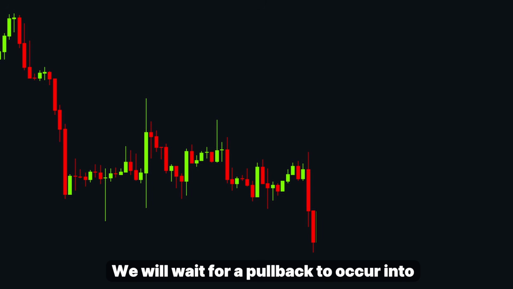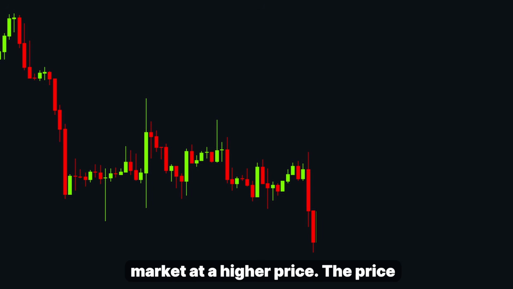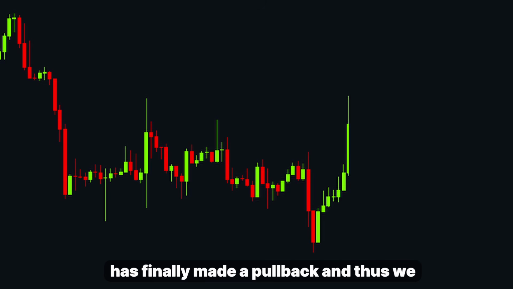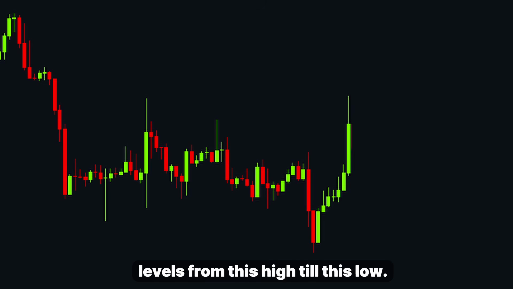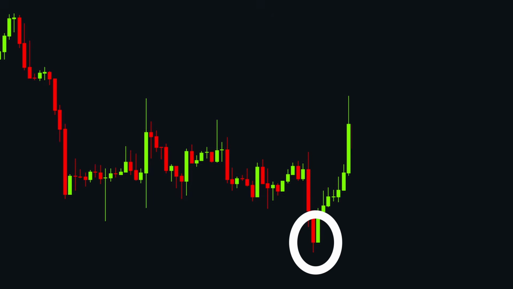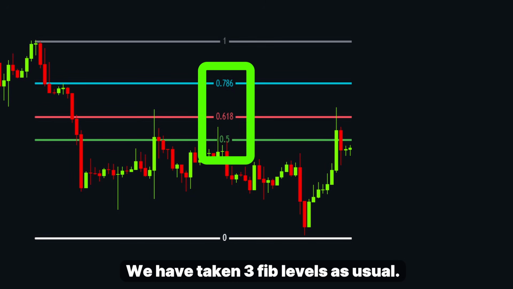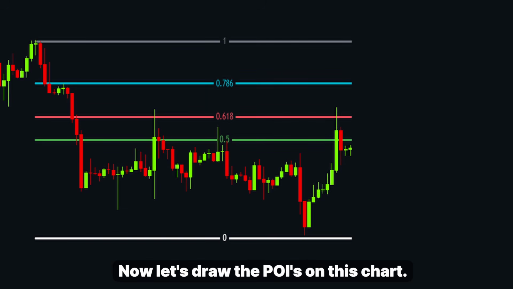We will wait for a pullback to occur into the chart, as then only we can short the market at a higher price. The price has finally made a pullback, and thus we will plot the Fibonacci retracement levels from this high till this low. We have taken 3 fib levels as usual. Now let's draw the POIs on this chart.